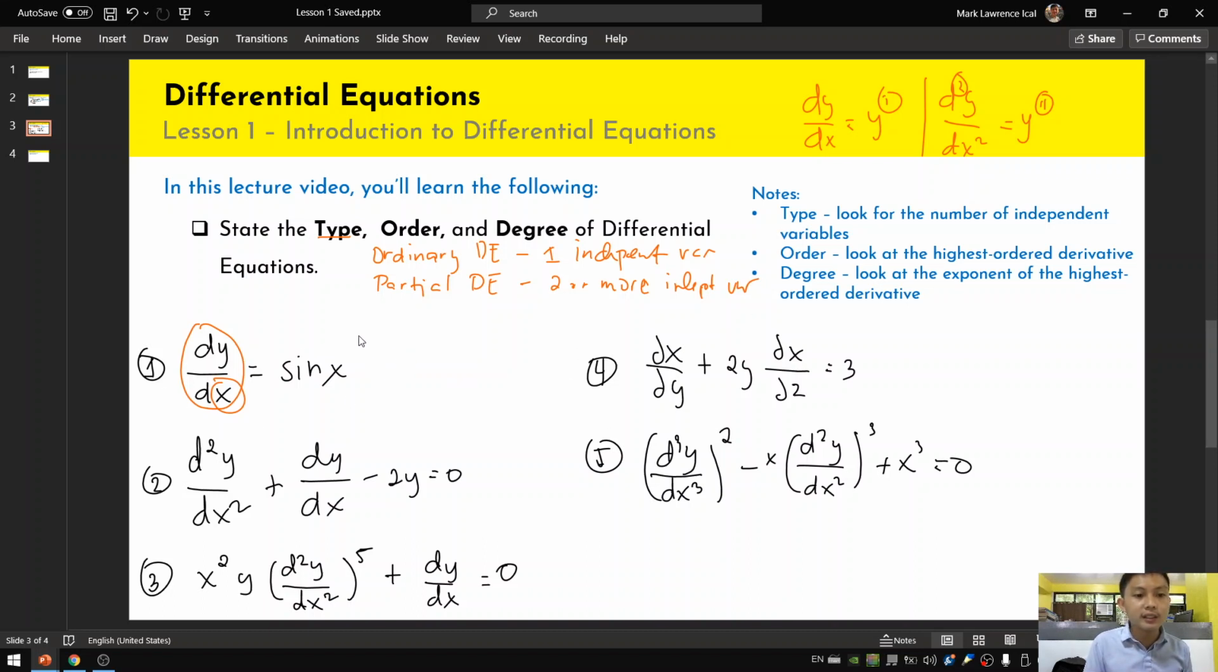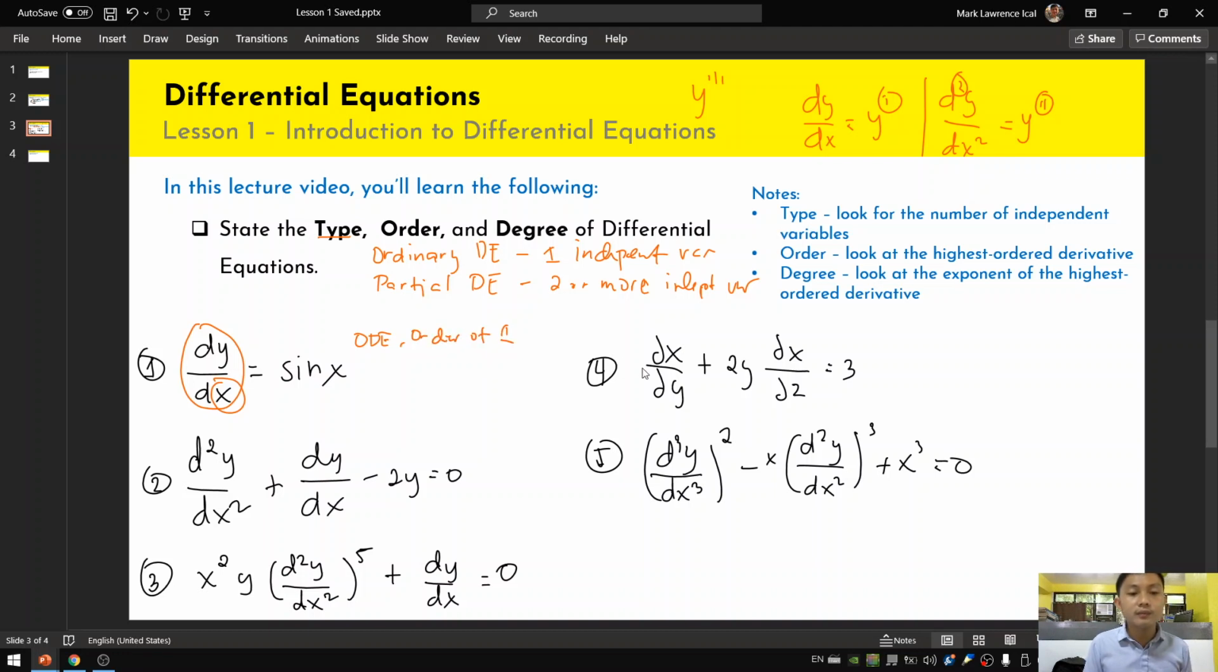So basically, this is an ordinary differential equation. How about for the order? Now, for the order, the tip here is look at the highest order derivative. Now, the highest order derivative is how many primes that you see. So, you're going to look at the highest number of primes. As for this differential equation, you only see one. So, this is order of 1.